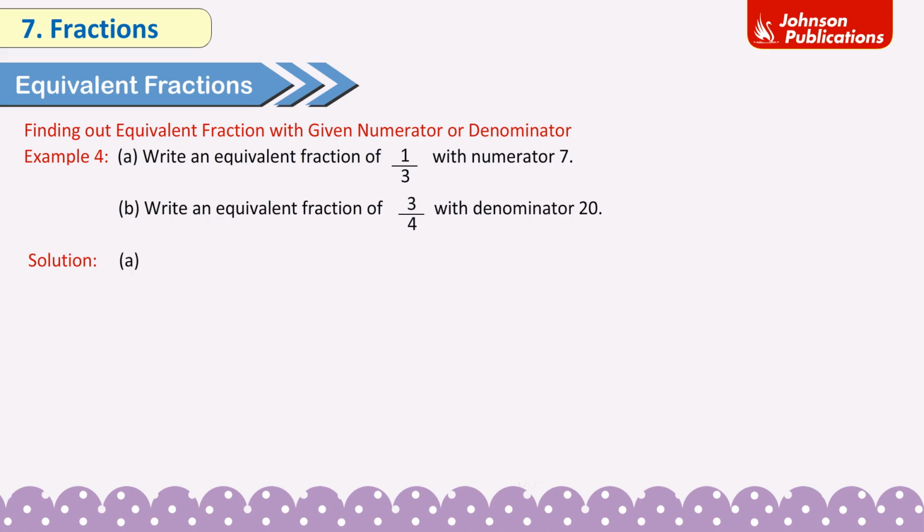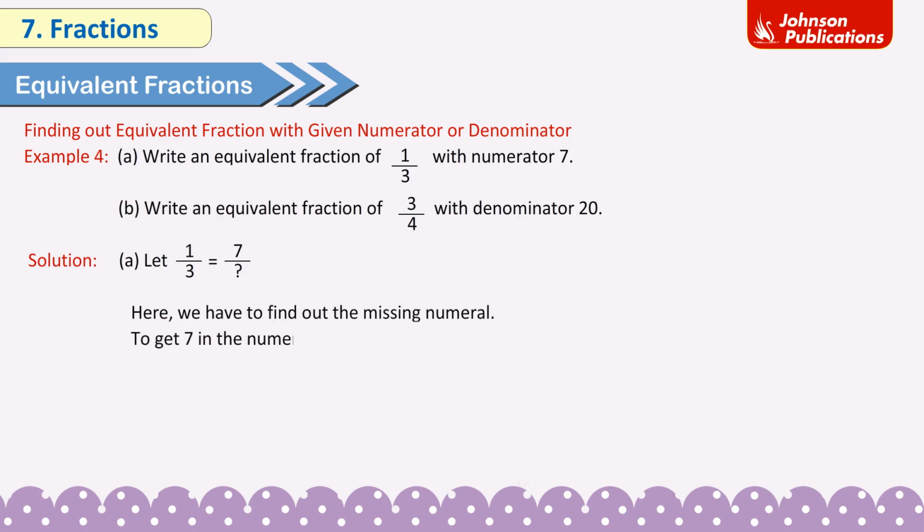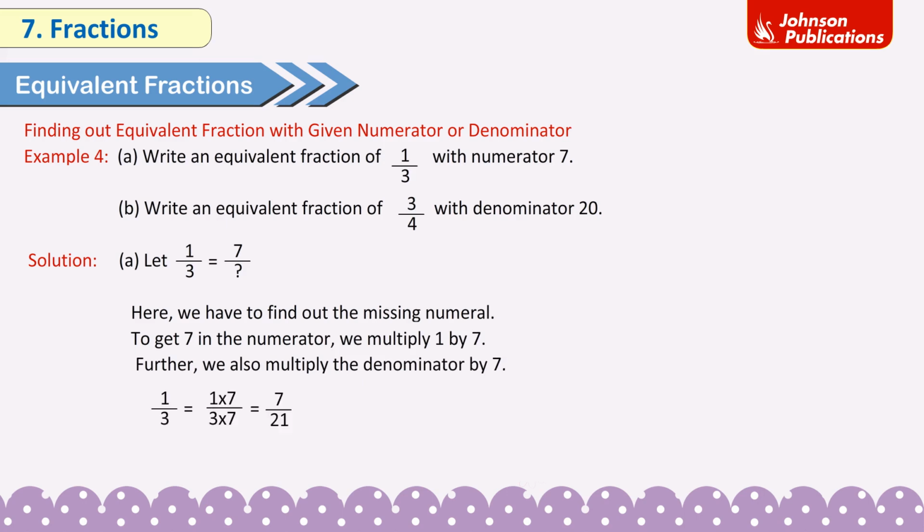Solution: A. Let 1/3 is equal to 7 over blank. Here we have to find out the missing numeral. To get 7 in the numerator, we multiply 1 by 7. Further, we also multiply the denominator by 7. 1/3 is equal to 1 multiplied by 7 divided by 3 multiplied by 7 is equal to 7/21. Hence, 1/3 and 7/21 are equivalent fractions.